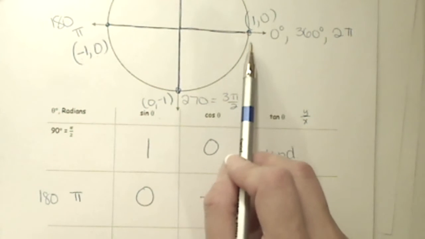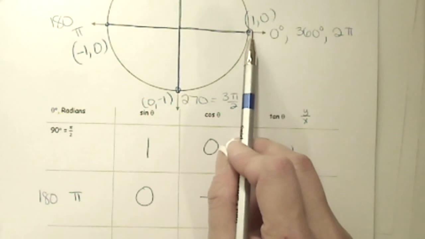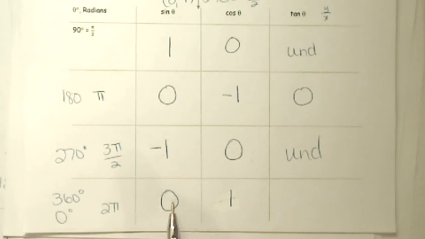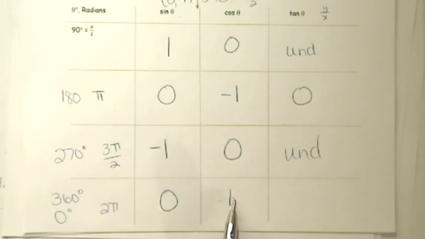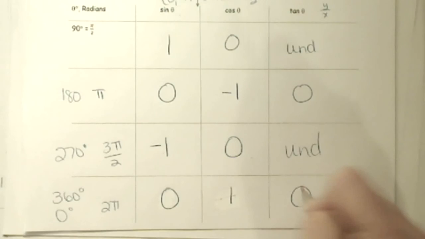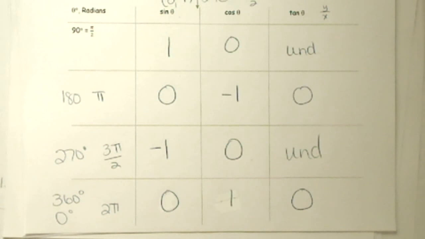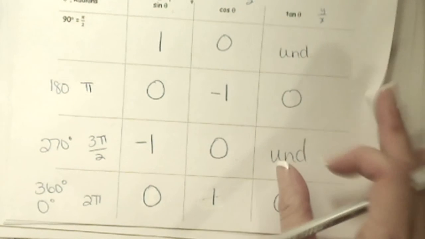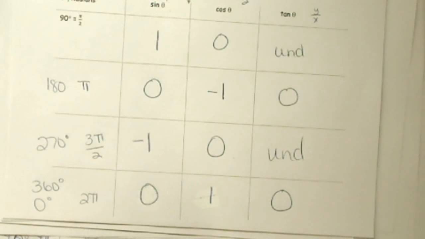So the sine is the y coordinate, which is 0, and the cosine is the x coordinate, which is 1. I got them backwards. Okay, there we go. And 0 divided by 1 is 0. That's much better. All right, so these are all the trigonometric values with a reference of 90 degrees. Good luck finding your angles.